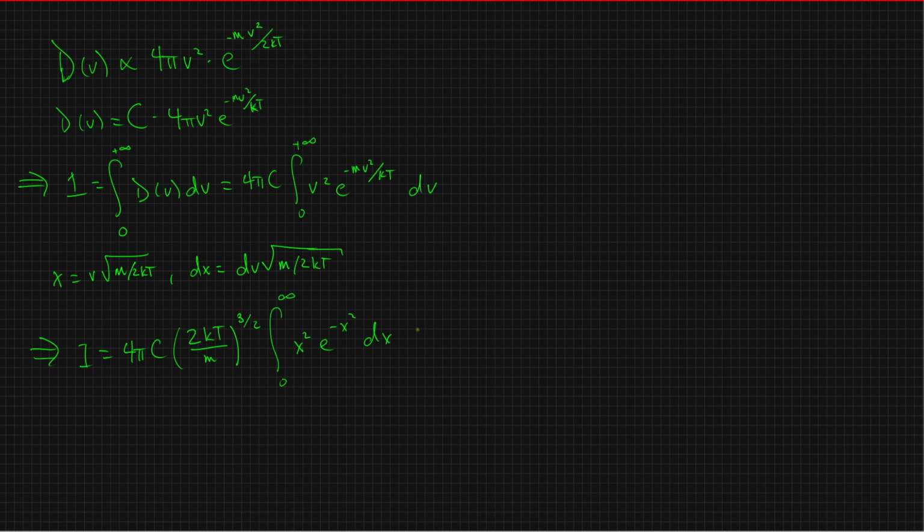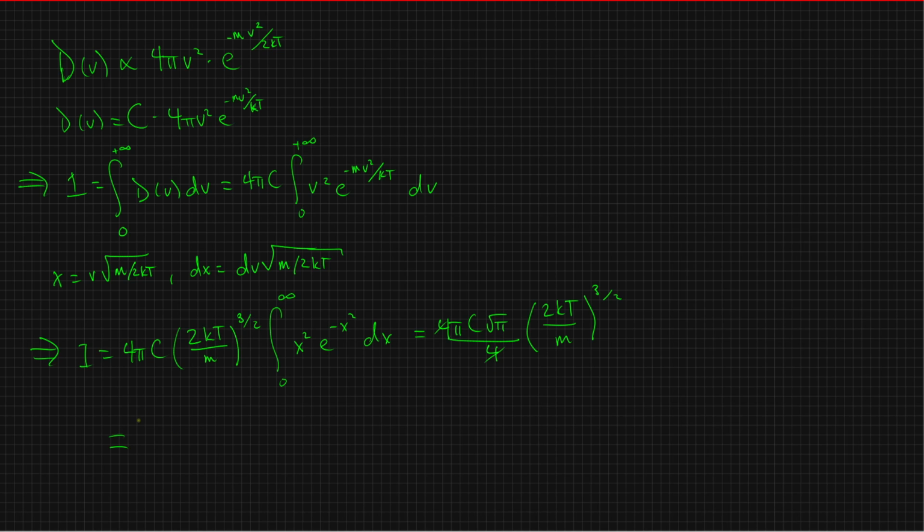we get the following. It'll be 4πc times the square root of π over 4, times (2kT over m) to the 3/2. So the 4's cancel out. This whole thing is just 1/4 square root of π. That's the only term that's contributed here.